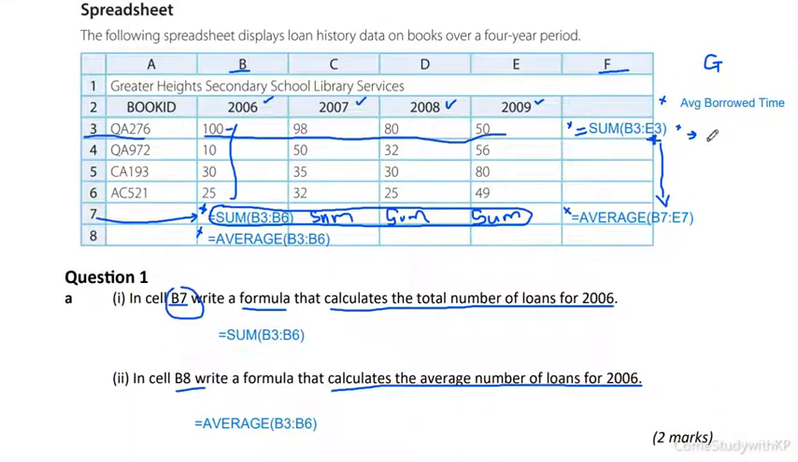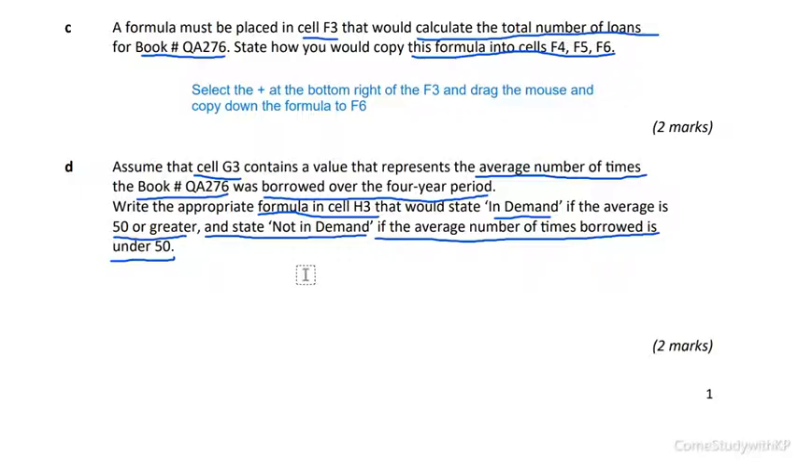So now where we're going, we're adding another column, right? So let me fix this. So we're going to have another column. This column is now going to have something in it, and this is going to tell us whether the book is in demand or not in demand. If the average is 50 or greater, it will be in demand. And if the average number of times borrowed is under 50, it would be not in demand.